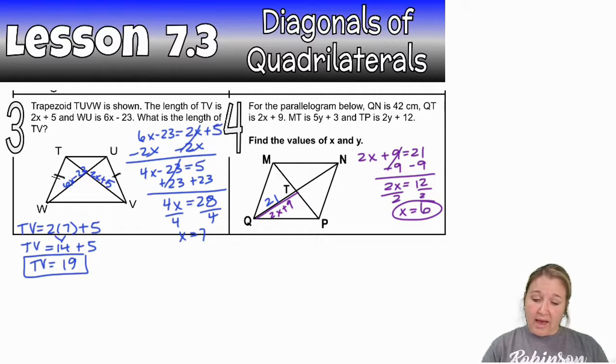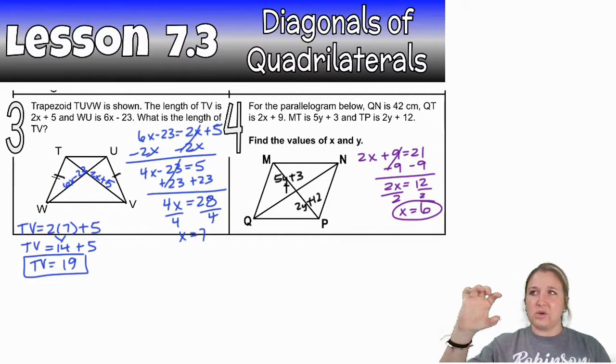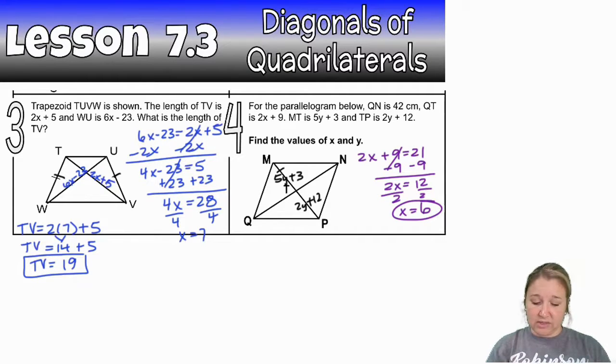On the other one, we have MT, which is 5y plus 3, and then TP is 2y plus 12. This time I don't have the whole length, so I can't cut anything in half, but I do know that this part, MT, has to be equal to TP, and so I can set those equal to each other. So 5y plus 3 has to be equal to 2y plus 12.